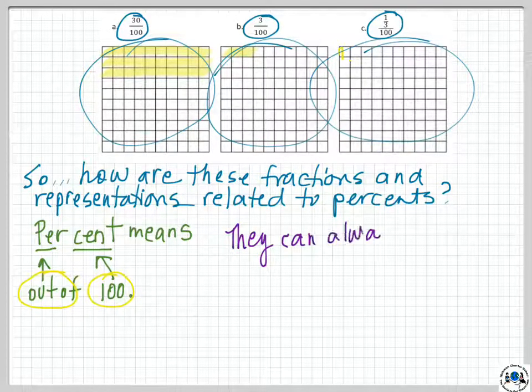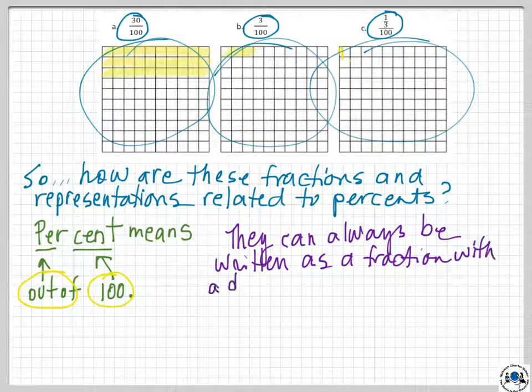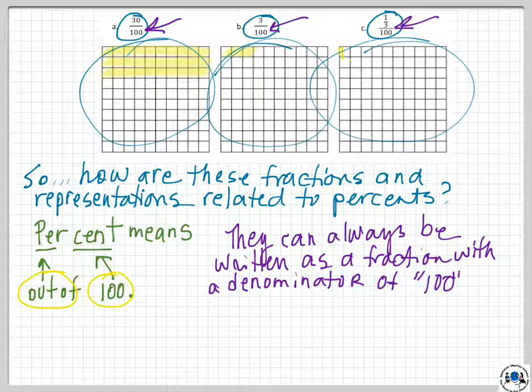So percents can always be written as a fraction with a denominator of 100. Whatever you have, even this one thing right here, 1/3. That letter C is actually 1/3 of a percent. It's not even 1%. It's 1/3 of 1%. And we'll talk about how to write or draw that in a minute.